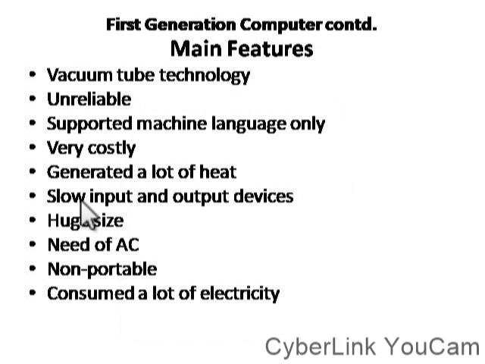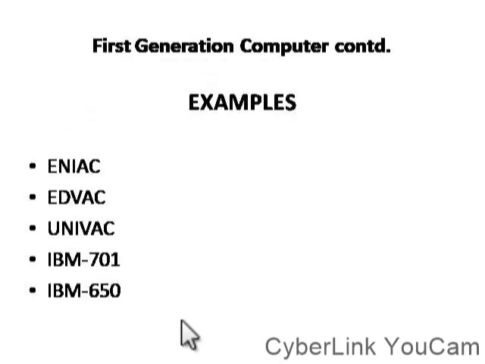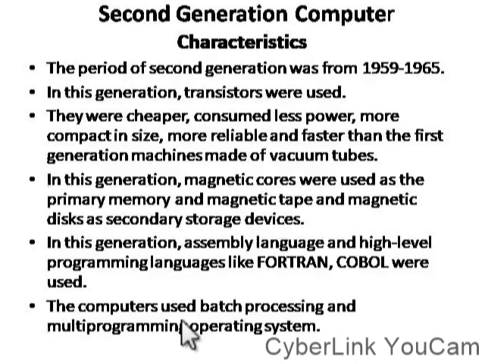Now look at the main features. Vacuum tube technology: they are unreliable, supported machine language only, very costly, generated a lot of heat. Slow input and output devices, huge size, need of AC, non-portable, consumed a lot of electricity. Some examples you can see: ENIAC, EDVAC, UNIVAC, IBM 701, IBM 650.